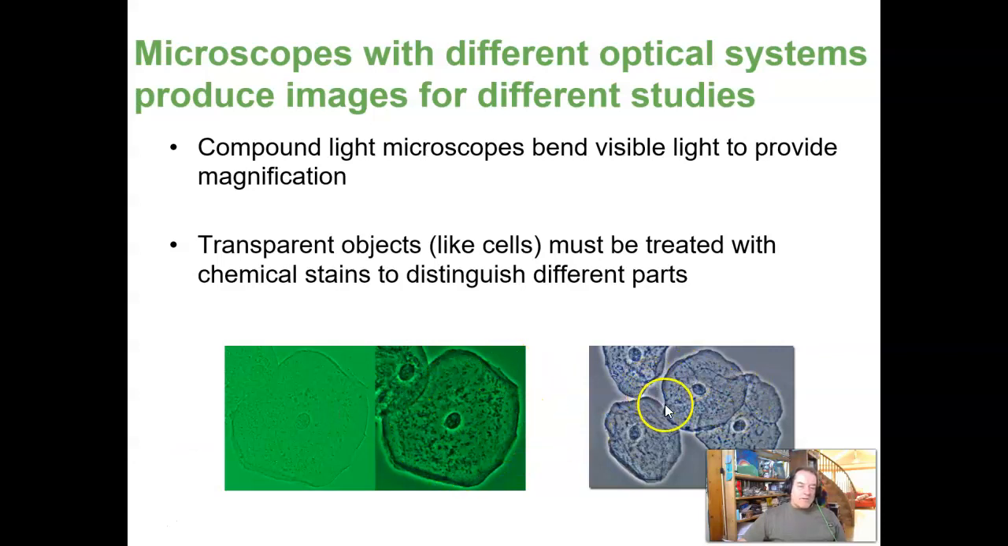Here, on the other hand, we've taken these cells and we've stained them with methylene blue, which adds some substantial contrast to the image and allows them to stand out, whereas they wouldn't otherwise. These would be cheek cells from the inside of your cheek. That's typically what this image here is, flat epithelial cells.